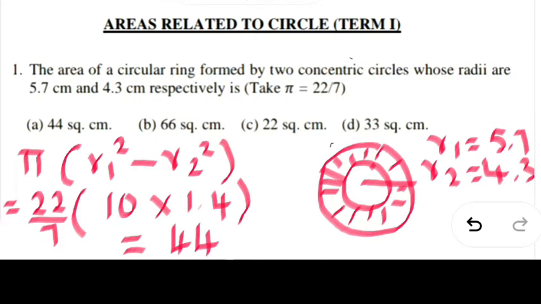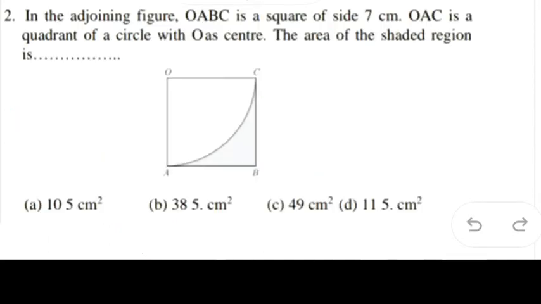So, what is the area of the circular ring? Which is the correct option? Option A, 44 square centimeter. Next question: in the adjoining figure, OABC is a square of side 7 cm. OAC is a quadrant of a circle with O as center. The area of the shaded region is. How to find out the area of the shaded region?